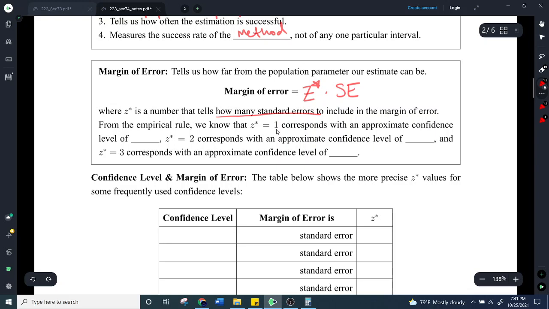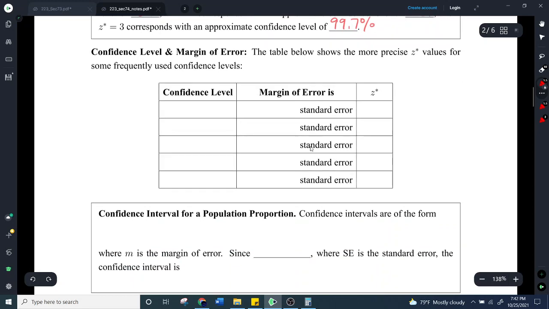So if you remember from the empirical rule, 1 standard deviation away from the mean always corresponded to 68%. And when we talk about confidence intervals, that would correspond to a 68% confidence level. A Z star value of 2 would correspond with a confidence level of 95%. This comes directly from the empirical rule. 1 standard error out, Z star value of 1, 68% confident. 2 standard errors out, Z star value of 2, 95% confident. 3 standard errors out, or Z star value of 3, corresponds with a confidence level of 99.7%.